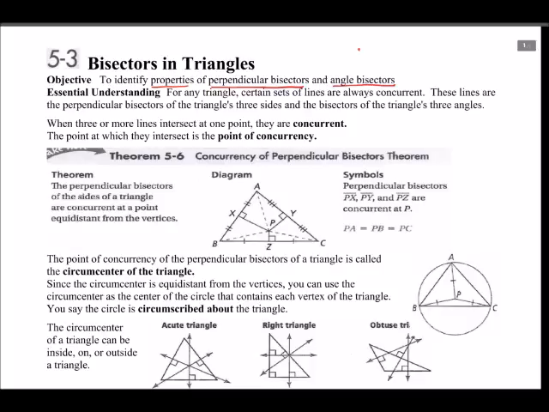Some vocabulary for us here. When three or more lines intersect at a single point, we say that they are concurrent. There's our co or con prefix. So they are together at this spot, at this time. They are together currently. And the point at which they intersect is called the point of concurrency. Yay, math, for being straightforward.